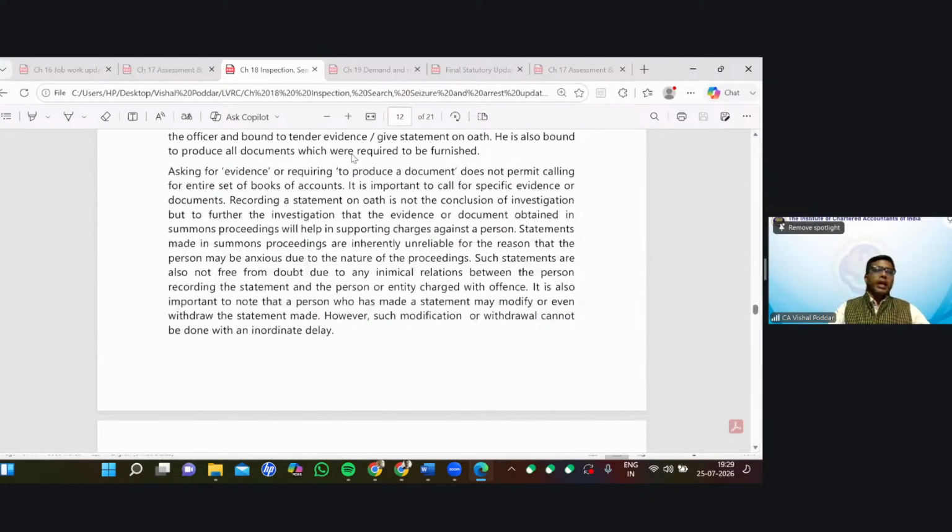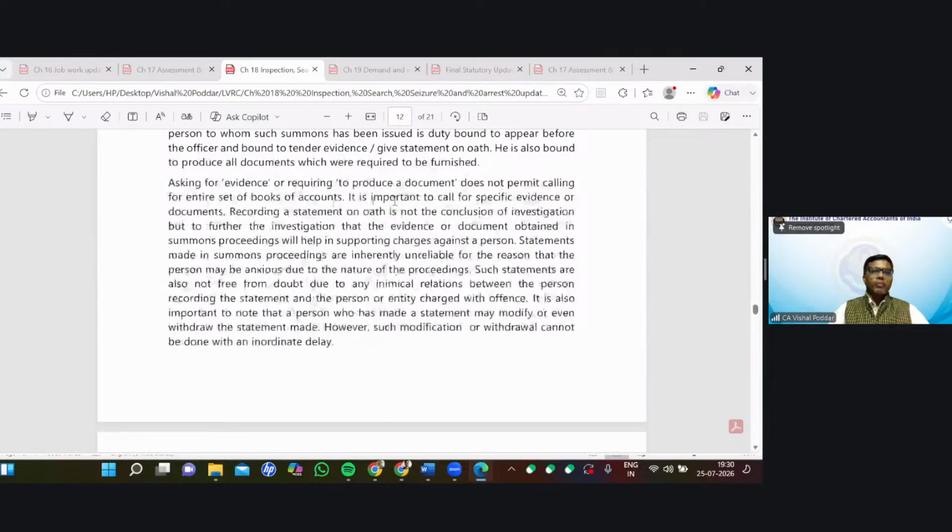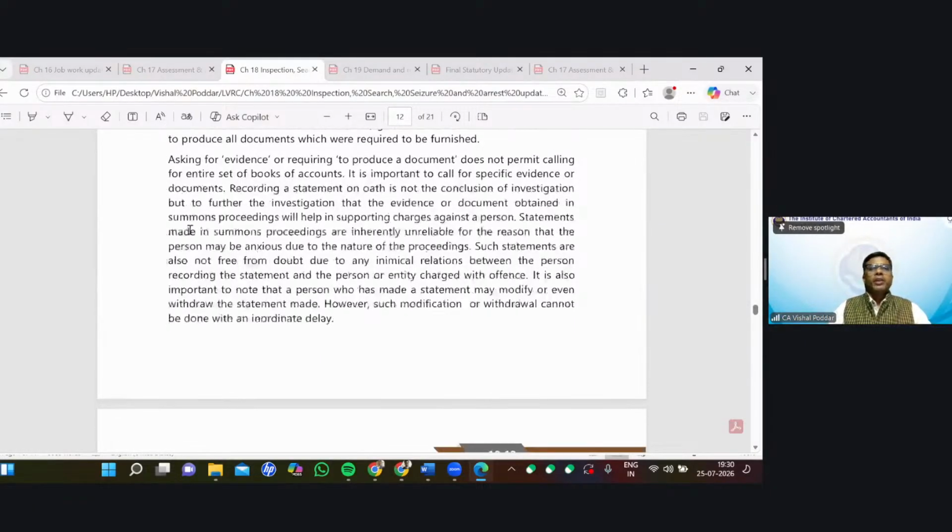Now, asking for evidence or requiring production of documents does not permit calling for the entire set of books. So when you are allowed as a department to ask for information or books, it does not mean that you can ask for everything. It is important to call for specific evidence or documents. So whenever you are summoning a person, you have to mention the exact nature of the information and documents that you require, and that the person should bring along.